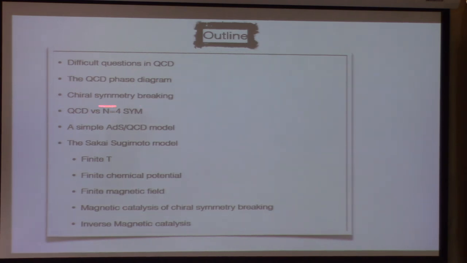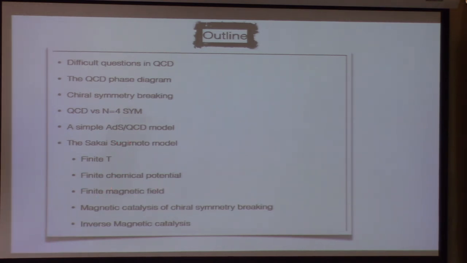I'm going to talk about chiral symmetry breaking, which is the foundation of quite a lot of this. Then I'll talk about the comparison between QCD and N=4 super Yang-Mills, and why we should want to do this at all, through a very simple AdS QCD model. The bulk of the talk will be about the Sakai-Sugimoto model. Out of interest, how many people here have studied the Sakai-Sugimoto model? Okay, very good. That's the right answer.